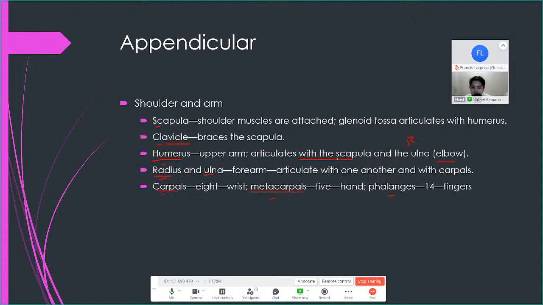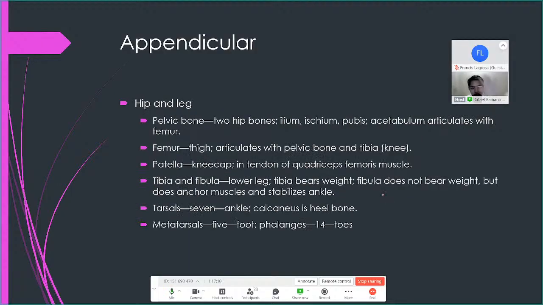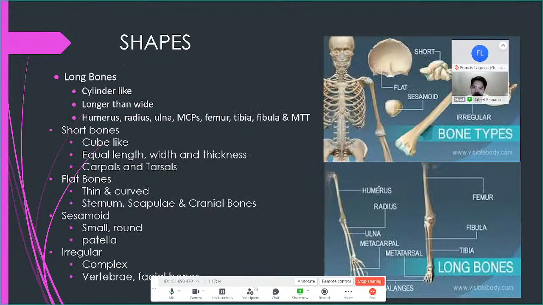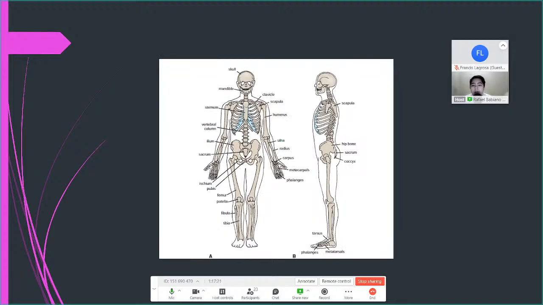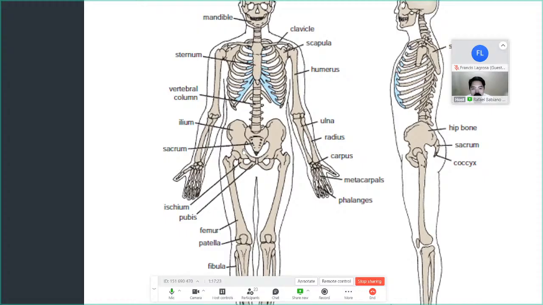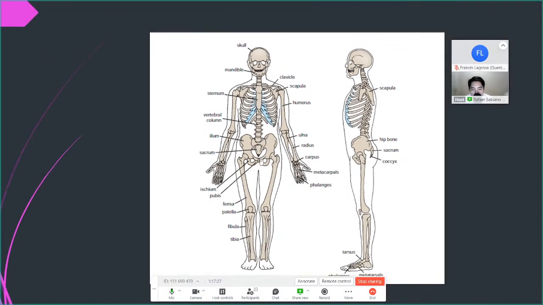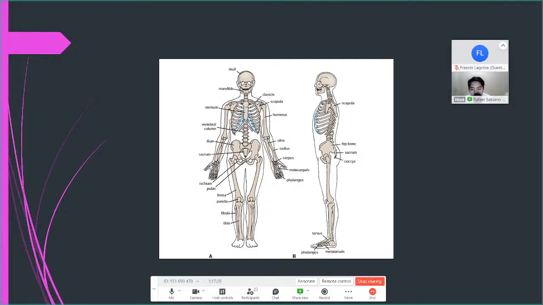And then we go to the lower extremity. So 14 on each side, 14 on each side. Okay, 14 here, 14 here. Pareho lang. Now we go to the lower extremity, hip and leg. So first the pelvis or the pelvic bones. So if you look at this picture right here, this is the pelvis. Now the pelvis, there are only 2.